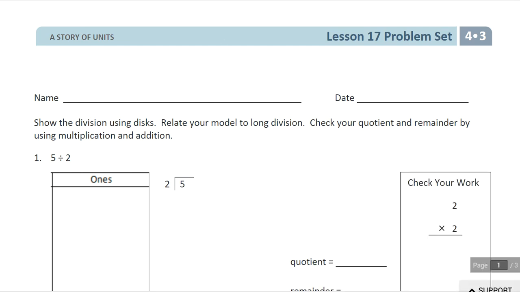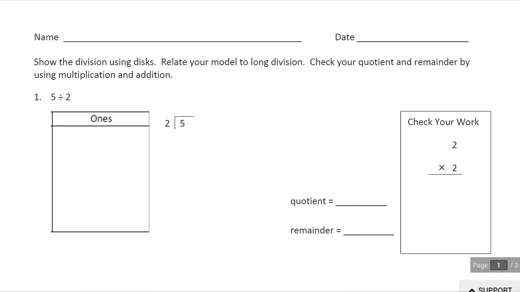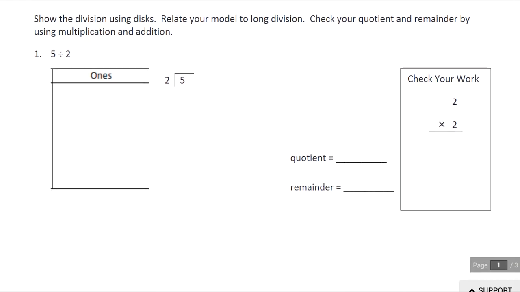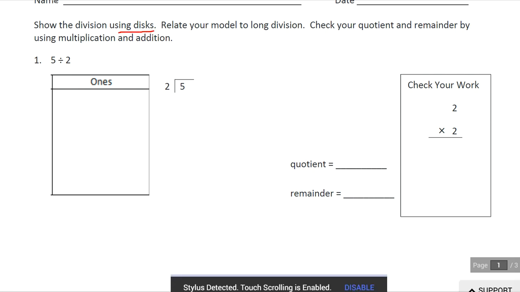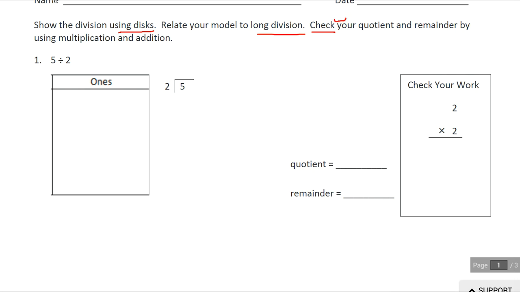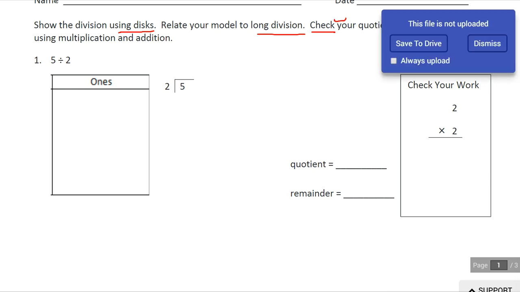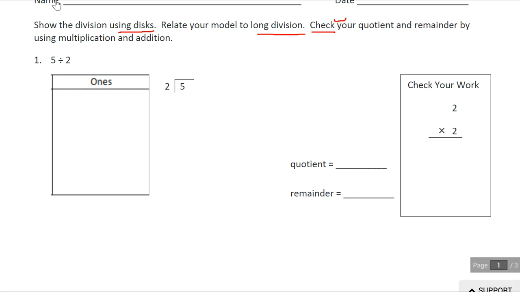All right, number 1 says to show the division using disks. Relate your model to long division. So we're going to be using disks, relating it to long division, and check your quotient and remainder using multiplication and addition. All right, well, let's just try. This first one is a bit of a review.